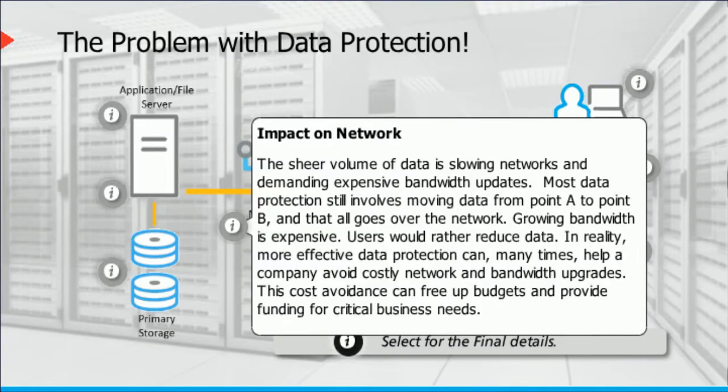The sheer volume of data is slowing networks and demanding expensive bandwidth updates. Most data protection still involves moving data from point A to point B, and that all goes over the network. Growing bandwidth is expensive. Users would rather reduce data. In reality, more effective data protection can, many times, help a company avoid costly network and bandwidth upgrades. This cost avoidance can free up budgets and provide funding for critical business needs.